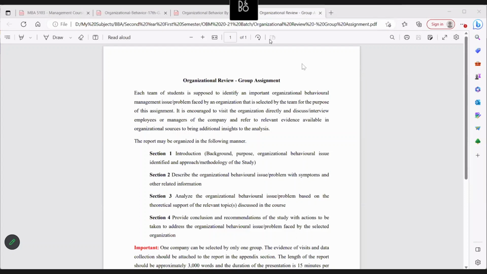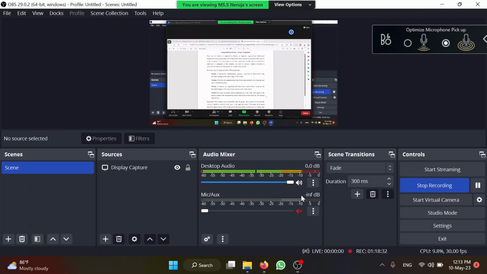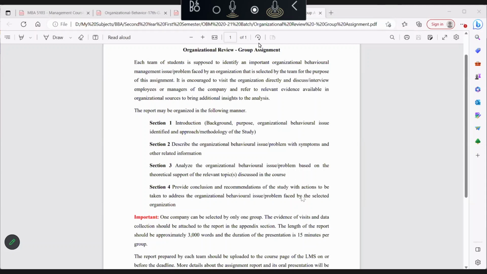And finally, you have to provide a conclusion. Okay, so this is what you are expected to do in this assignment. At the end of the assignment, you are required to submit a report, and you have to connect the issue with the concepts or models of OB in section 3. And in section 4, you have to give some recommendations, or develop the strategies and provide a conclusion on the report. This is how you have to organize your report. It should be sectioned into 4.